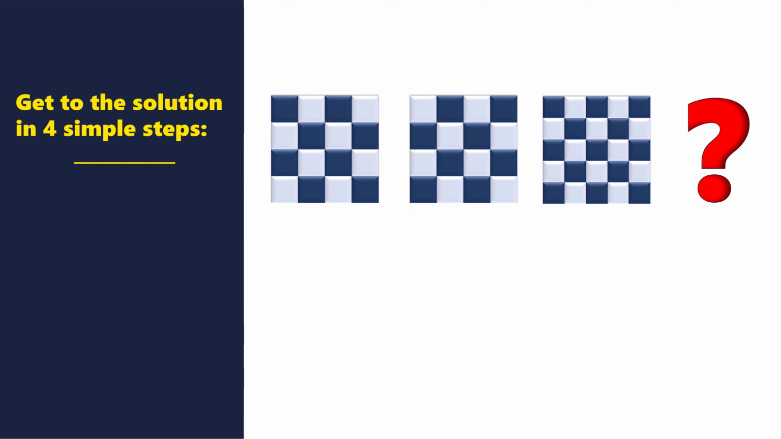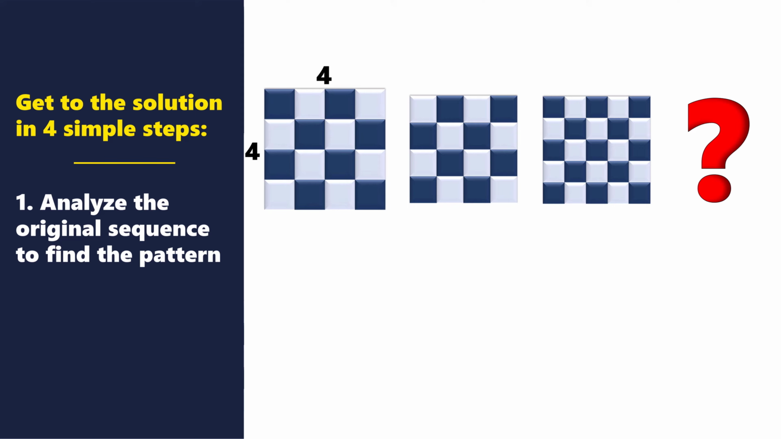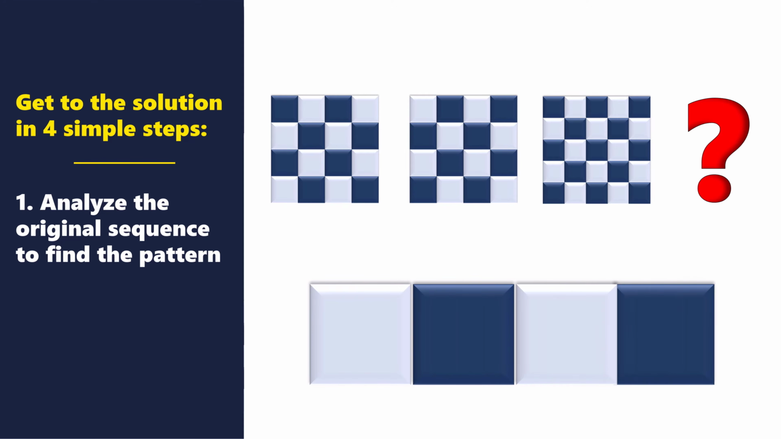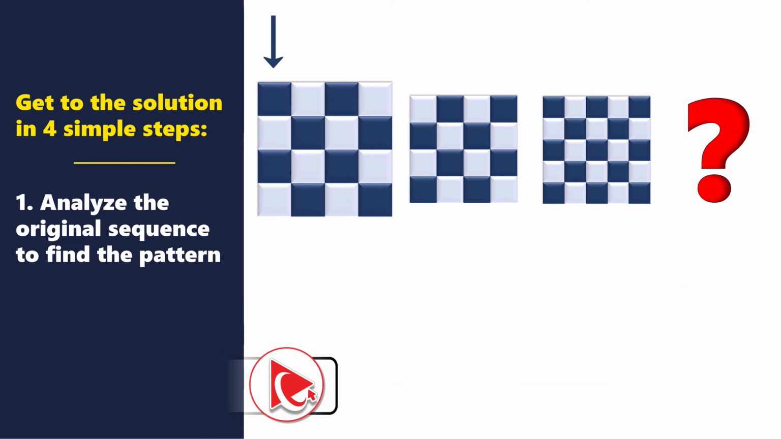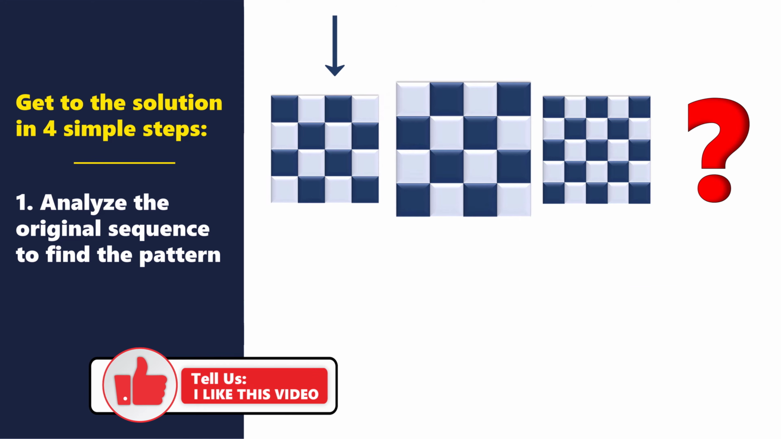Let's start with step 1. In step 1, we need to analyze the original sequence of squares to find the pattern. Let's take a close look at what we have. Even though all objects are squares, the first 2 squares are 4x4, and the 3rd square is 5x5. We also can see that all shapes have alternating colors. But you can see that the first shape starts with the darker square in the upper left corner, and the second square starts with the lighter square in the upper left corner.